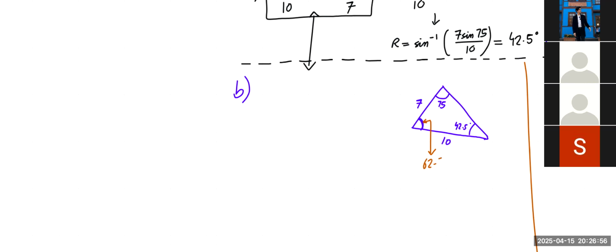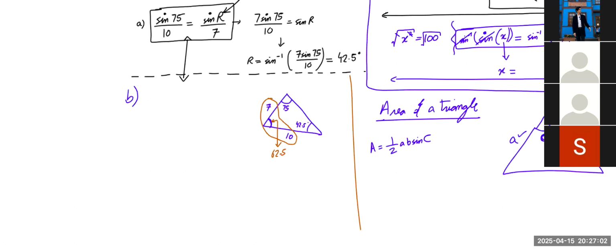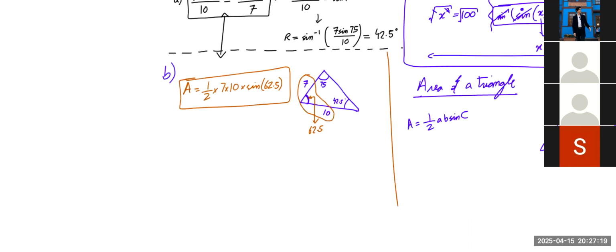And perfectly, we have this exact situation where we need to find the area using this formula. We know two sides and the angle between them. So the area is simply going to be 1/2 times 7 times 10 times the sine of 62.5. That's it. Is this clear? Yeah. Yes. Okay.